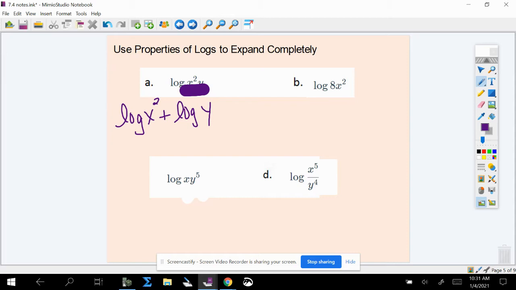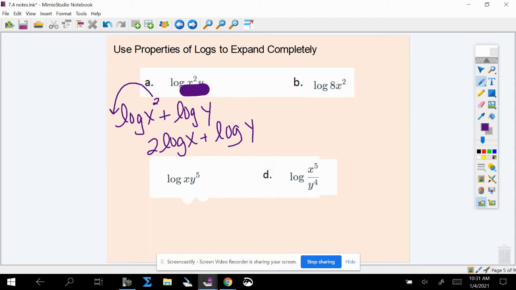Your second step, and usually your final step, is anything has a power, that power is going to come in front of the logarithm. So your final answer here would be 2 log of x plus log of y. If it doesn't have a power, then there's nothing to pull out front. And that's your final answer, and that's what you're going to type in Delta Math.